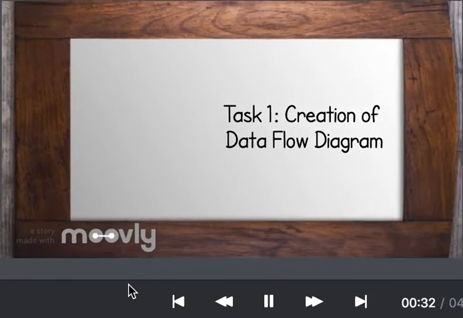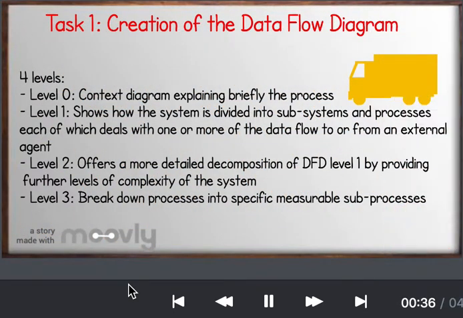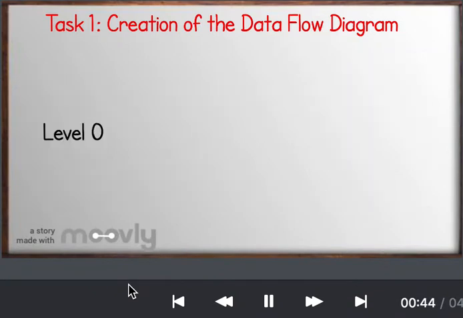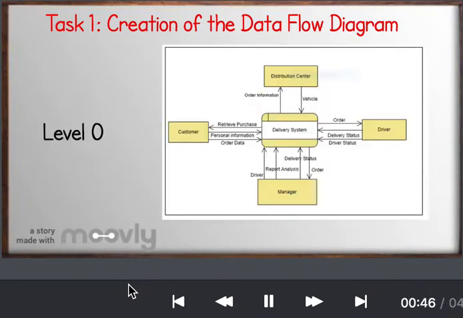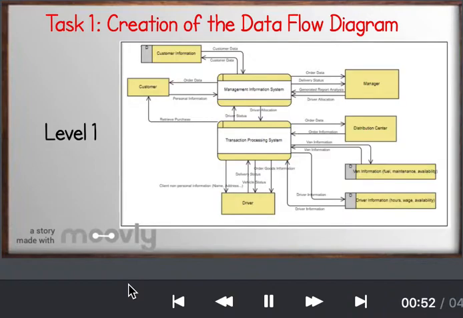In our data flow diagram, the level 0 is a context diagram that shows an overview of all the participants and what data is needed from each of them. As such, there are 4 external entities: the warehouse, customers, drivers, and the manager, which are connected to the central node. Our level 1 diagram breaks down the delivery system into the transaction processing system, which is the app, and the management information system, the MIS.